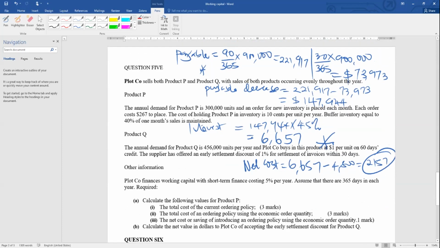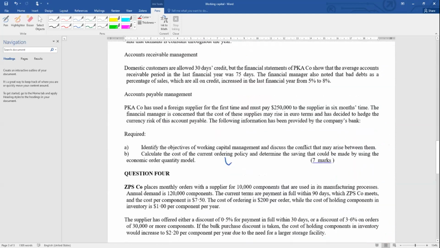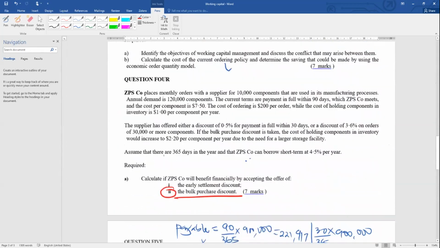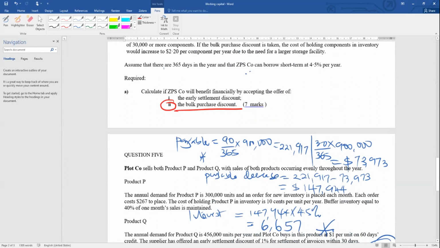I think within 10 minutes we will be done, so I could add another question. Anyway, just do those two questions. Question 1, part A, and question 4, part A, Roman 2. Due on Wednesday.